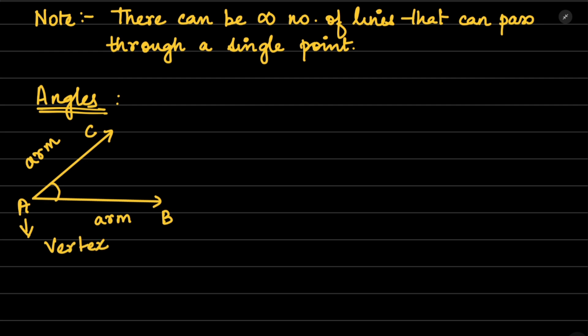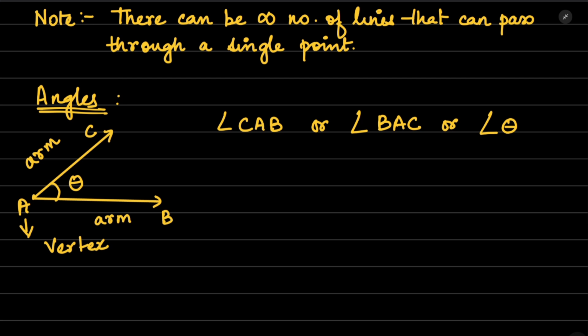Okay, this is called the vertex of the angle. This point is the vertex, and you have an angle that's formed. Let me take an angle theta. Now, this angle, you can write it as angle CAB, or you can write it as angle BAC, or you can write it as angle theta.